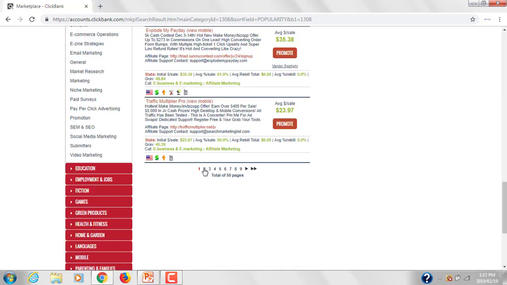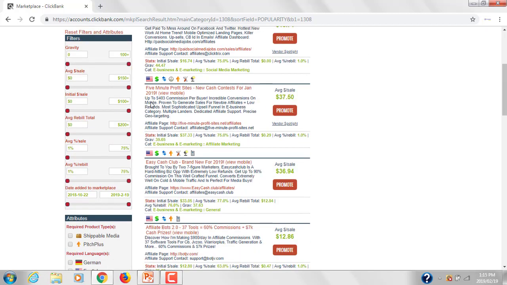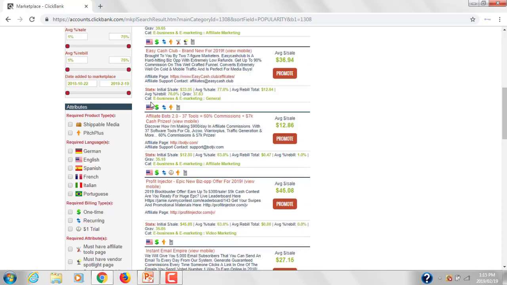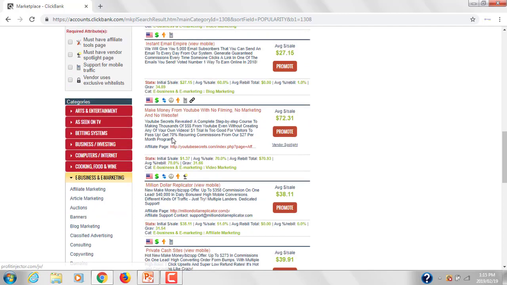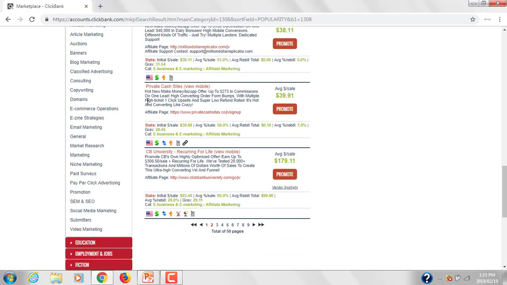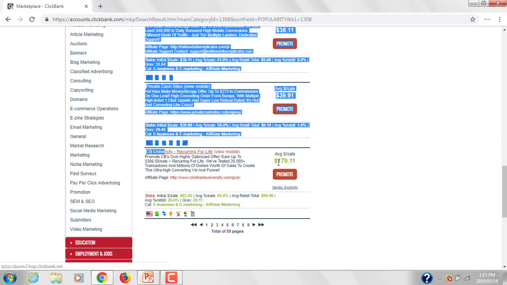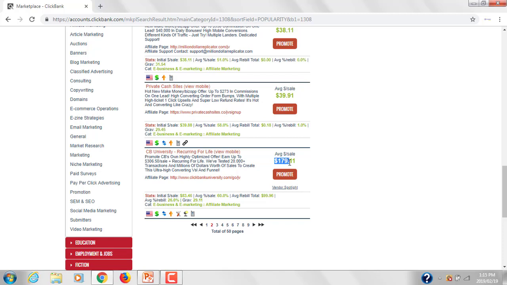There are literally tens or even thousands of pages, but you shouldn't go through them all. You could generally reduce your gravity criteria, but I generally prefer to use above 40. Even Clickbank University is also a very good product. Average sale price is $179 and it has a gravity of 29. So I generally pick this product also.